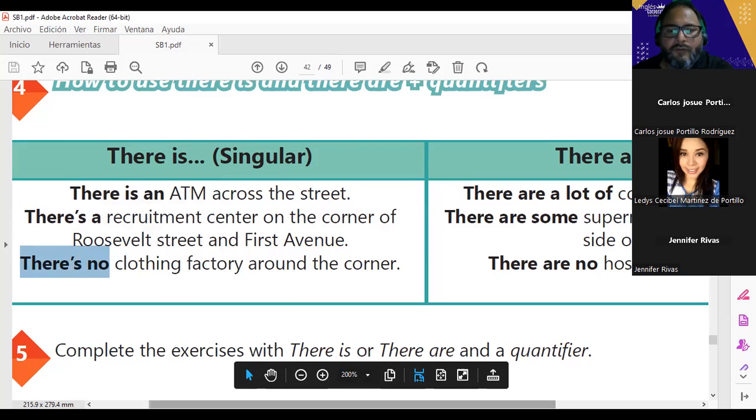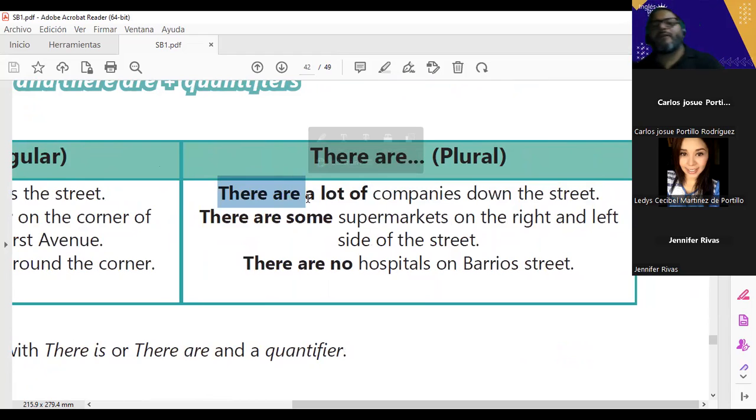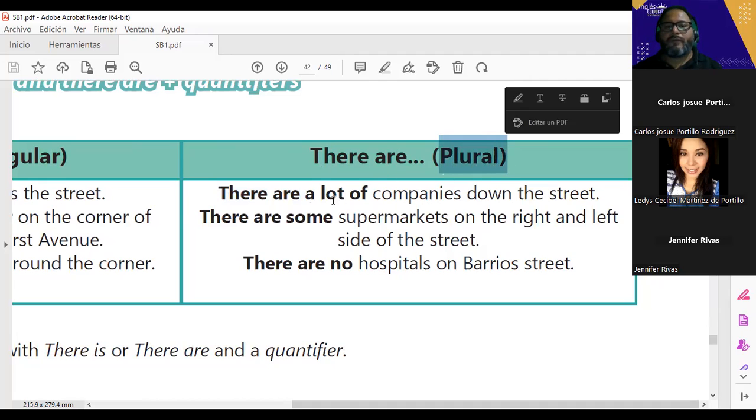We also have the plural form. If you say there is and there are in Spanish, you will find that it's the same thing. Si dicen there is y there are en español, pues tiene el mismo significado, pero el uso es diferente. Uno es con nombres singulares y el otro es con nombres plurales. There are is with plural nouns.